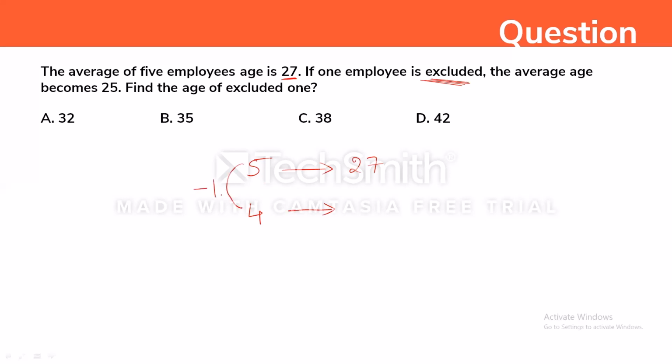Removing means -1. Now what will be the average of 4 members? Now the average becomes 25. Because of that, the average is also getting decreased. How much did it decrease? It is decreased by -2.